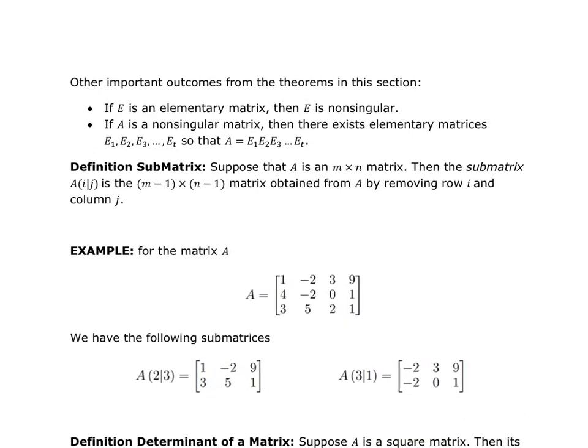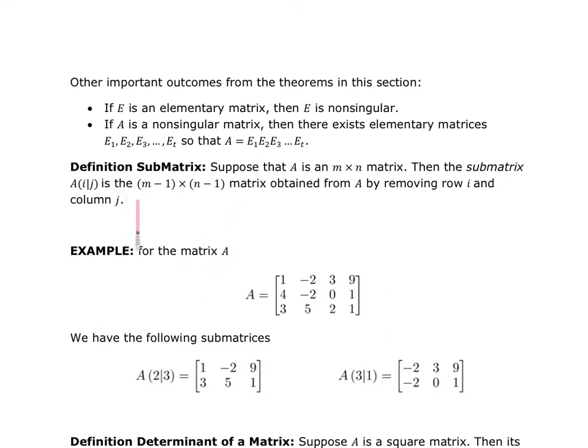Other important theorems that we get out of this section is that if E is an elementary matrix, then E must be non-singular. And if A is a non-singular matrix, then there exist elementary matrices so that A would be the multiplication of all these elementary matrices. Again, we're going to really look at this in the next section when we look at properties of determinants.